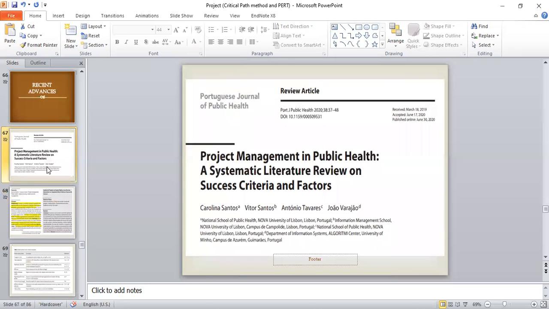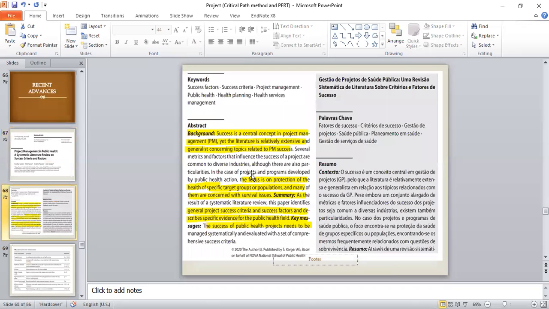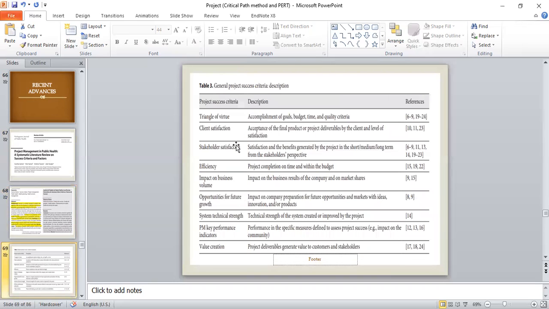There is a systematic review published on project management in public health recently, in 2020. The background is that success is not a central concept in project management, and yet the literature is relatively extensive and generally focused towards project management success. The aim of the focus is protection of the health of specific target groups of the population, and the results of the systematically reviewed papers identify general project success criteria and success factors that describe the specific evidence for the public health field. Therefore, it can describe some success factors during project management in public health.